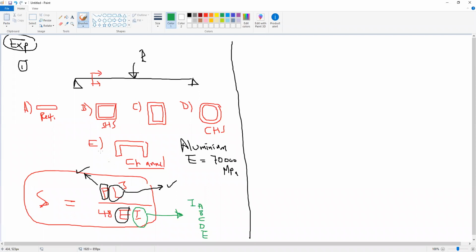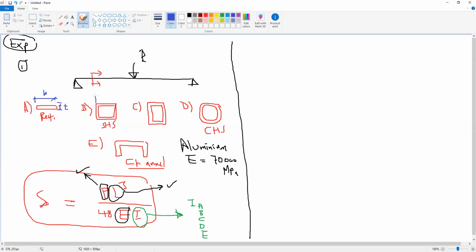Okay, so we will find the inertia for these 5 beams or 5 shapes, and then, calculating I for each one, calculate the deflection delta. How to find the inertia? To calculate the inertia, we need to know the dimensions of each shape. If this practical was in the lab, you would measure the dimensions of these shapes. So this is the width b, and this is the thickness or the height t.